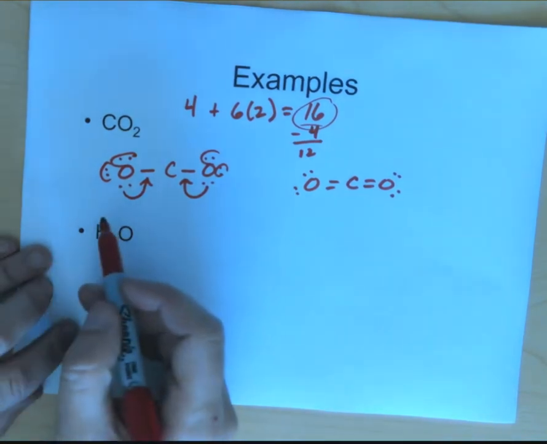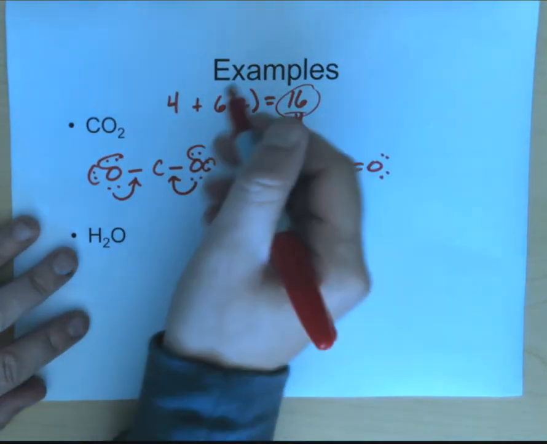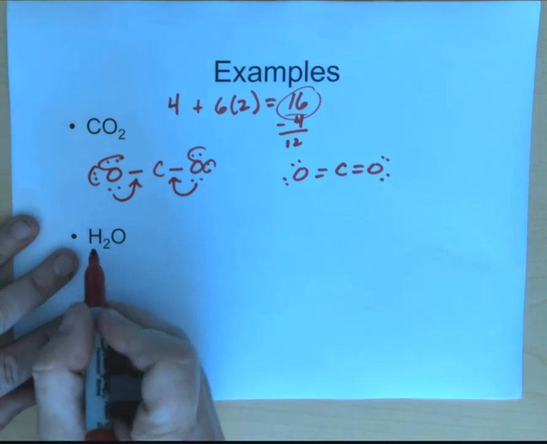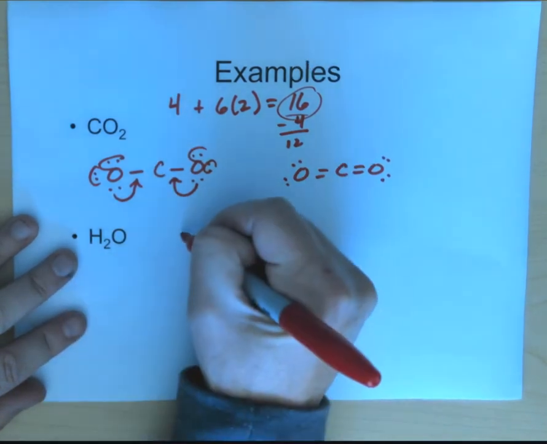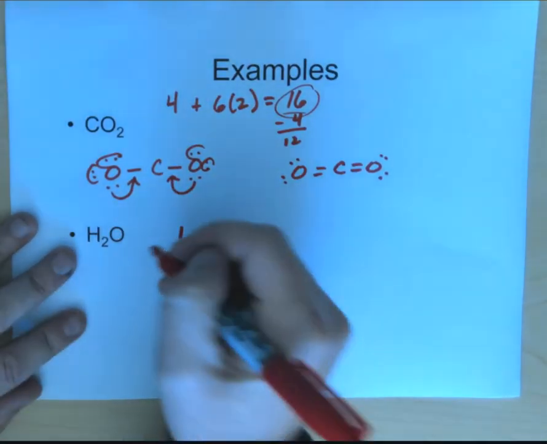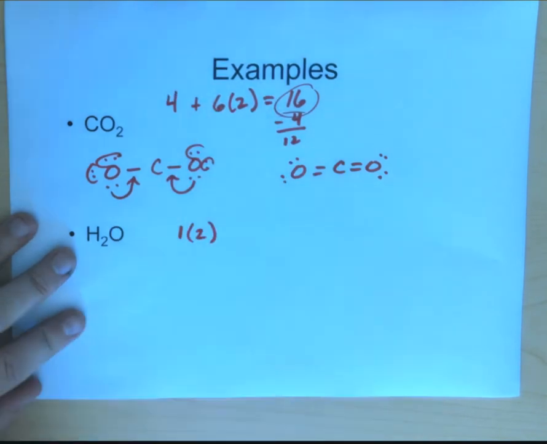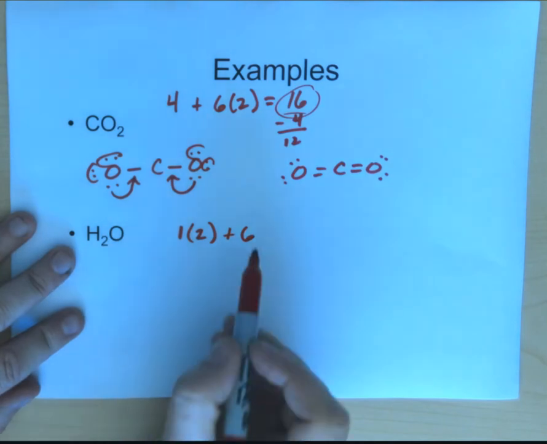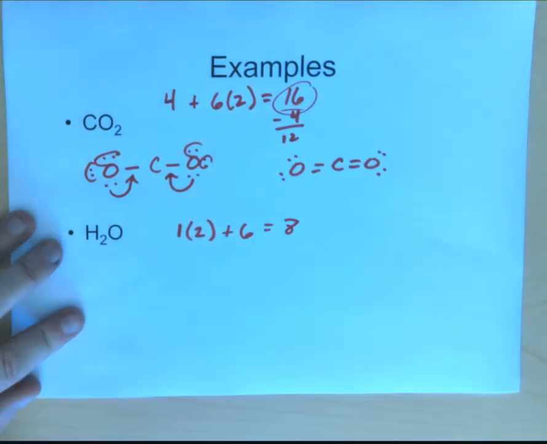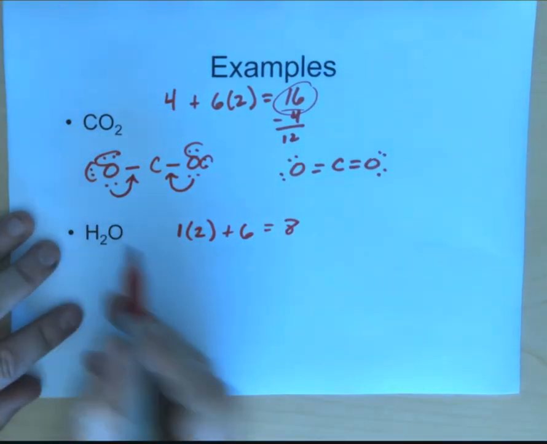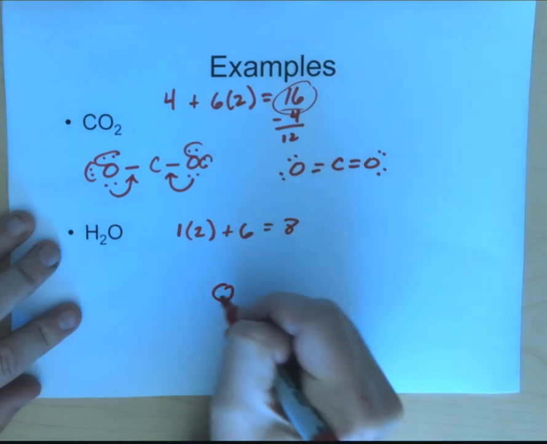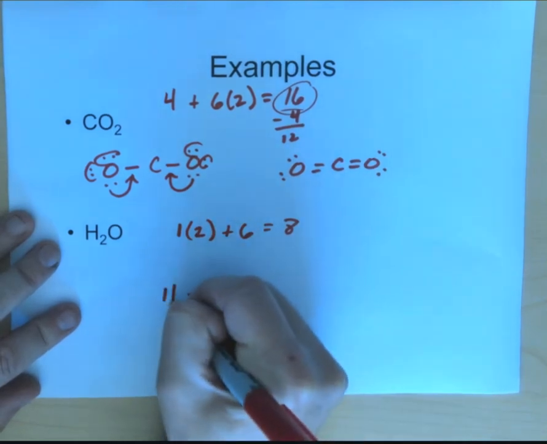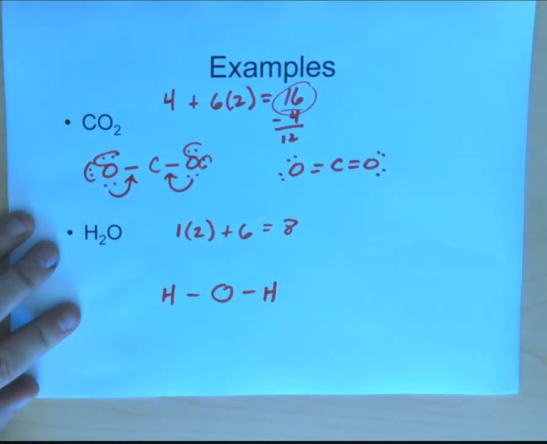All right, now let's do the same thing for water. First thing we always have to do is add up the valence electrons. Hydrogen, being in group 1, has 1 valence electron, and there are 2 of them, so I'm going to double that. To that, I'm going to add the 6 valence electrons in oxygen for a grand total of 8. There are 2 hydrogens and 1 oxygen, so I know oxygen goes in the middle, and the hydrogens go on the outside.